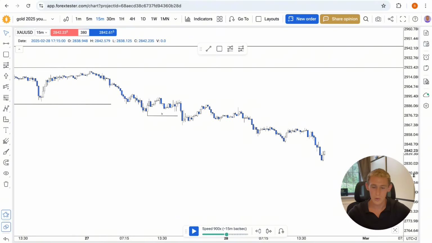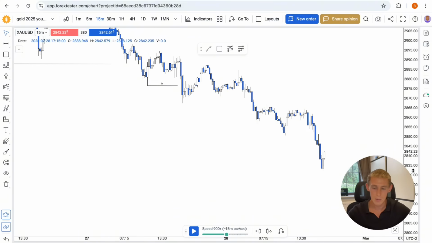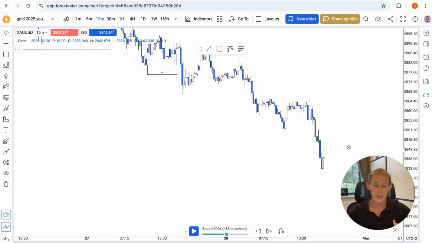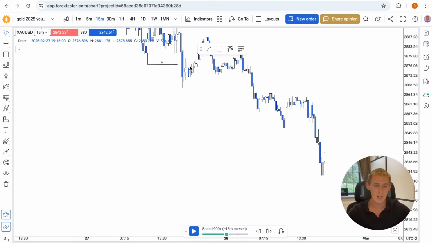So what I'd be looking for here, in this case, I would be waiting for price to start shifting back bullish in line with that overall trend. So what I would particularly be looking for here is for it to at least break this 15-minute structure. When you've had an extended bearish move like this, 5-minute isn't really enough.